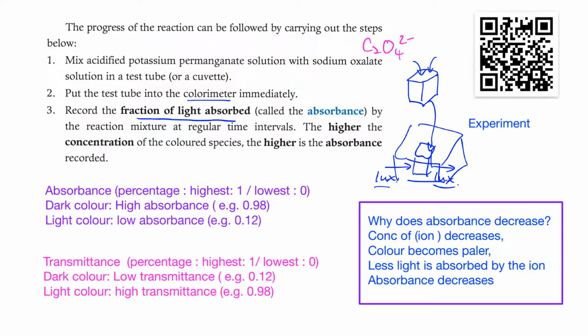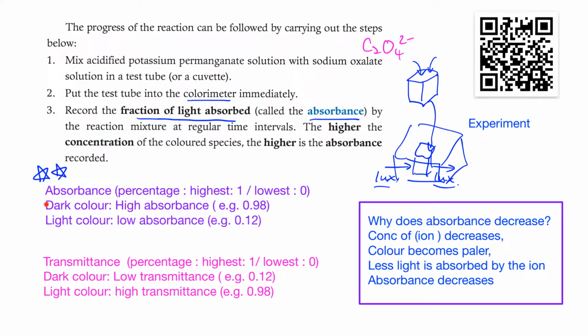So normally the value that we measure, we call absorbance. We have two ways to measure the fraction of light. One is called absorbance. This is normally the one that we have used. Absorbance, okay, is actually a percentage, which means the highest will be 100% and the lowest will be 0. So normally we'll use 1 and 0 as the range of the readings.